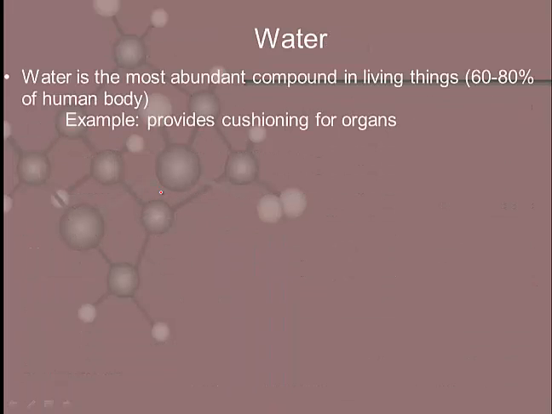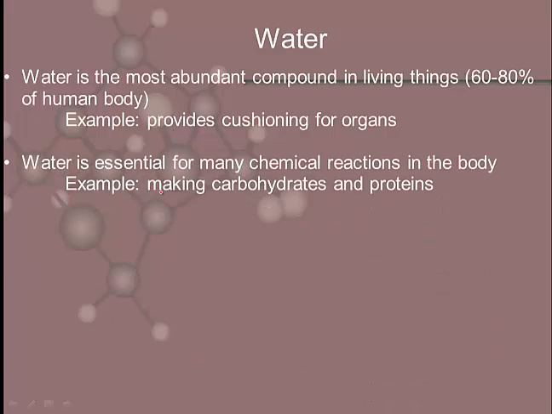Water is the most important molecule of living things. It is the most abundant compound in living things, 60-80% of the human body. One of the things water can do is provide cushioning for organs. We talked about how there's serous fluid that is between all the membranes in your body, and that's mostly made of water. It is an essential part of a lot of the chemical reactions we're going to be doing, like making carbohydrates and proteins through dehydration synthesis and breaking those down through hydrolysis. Both of those things involve water.